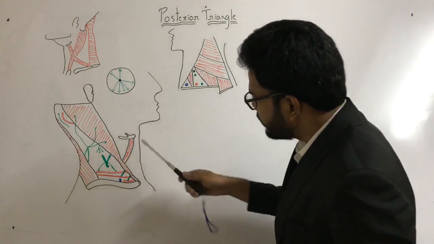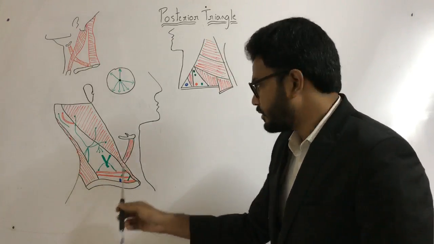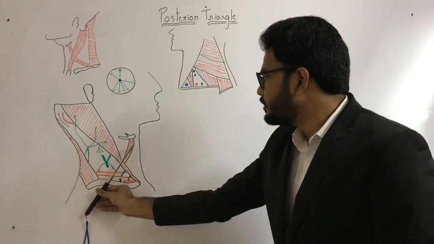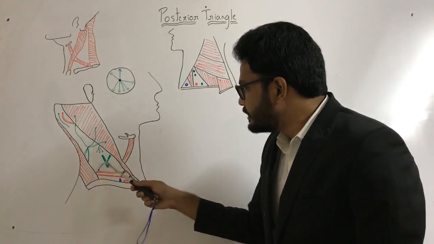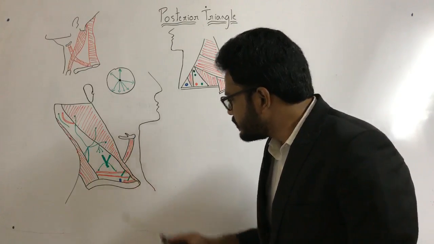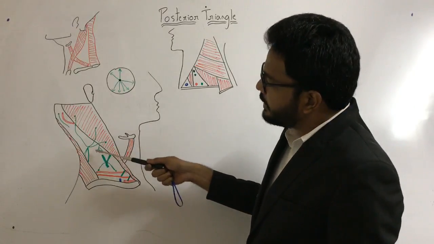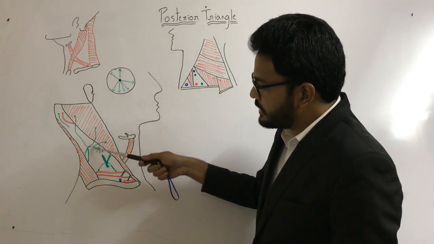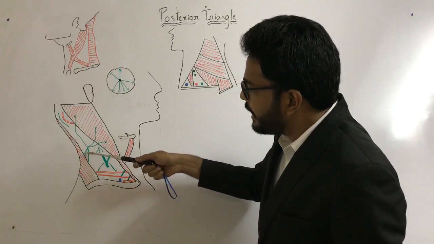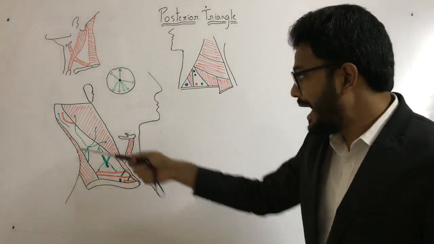And this is how you have, this is superior belly of omohyoid, and this will be the inferior belly of omohyoid. So that will be extending in this fashion, right? Inferior belly of omohyoid. And you can see these green lines here. So this represents, I think this is a spinal accessory, I guess. So this is 11th cranial nerve, spinal accessory.